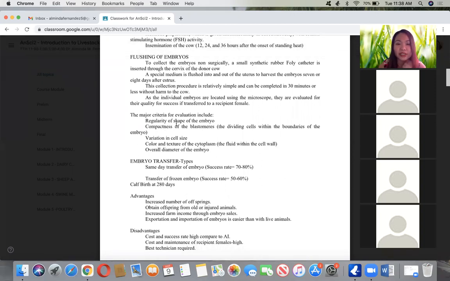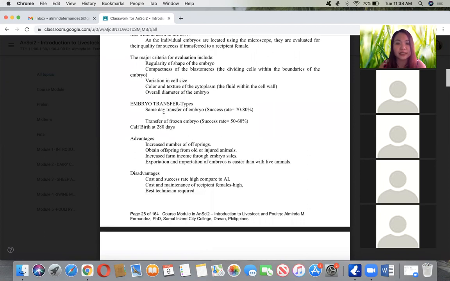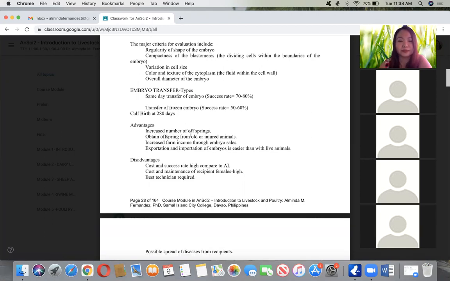And there are criteria for evaluation, like regularity of the shape of the embryo, compactness, variation in cells, color, texture, and overall diameter of the embryo. And then for the transfer types, of course, there are several ways: same-day transfer of embryo and transfer of frozen embryo, but the success rate is higher with the first, the same-day transfer of embryo.